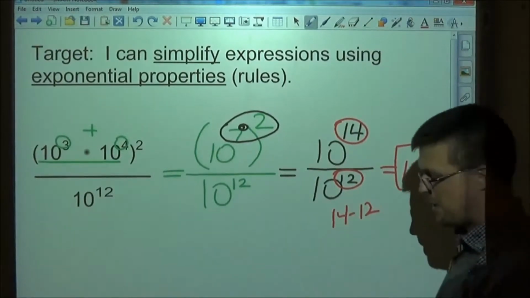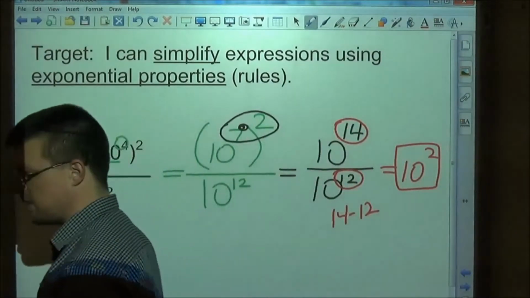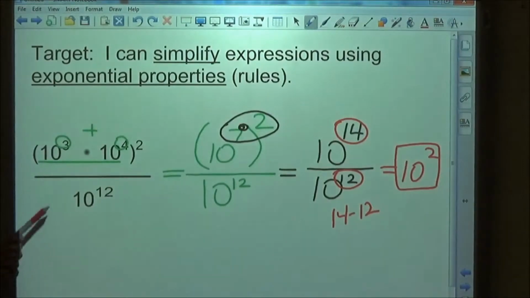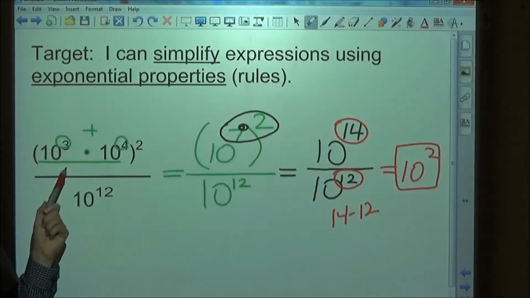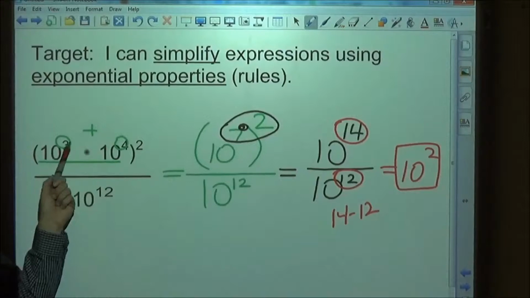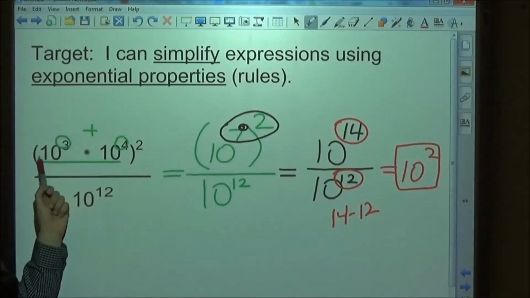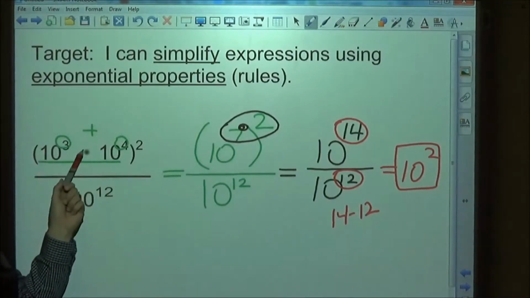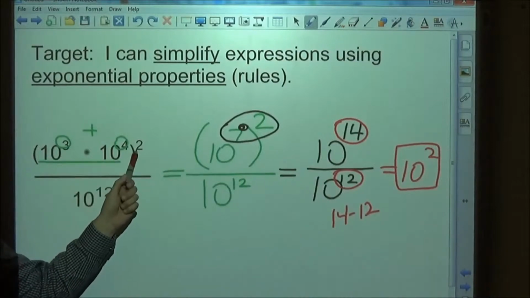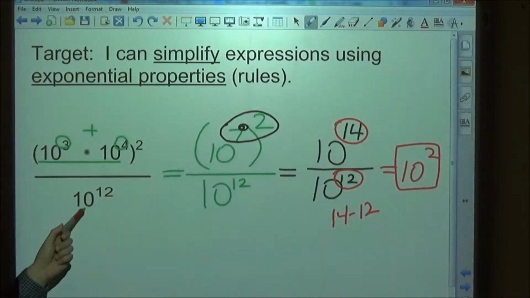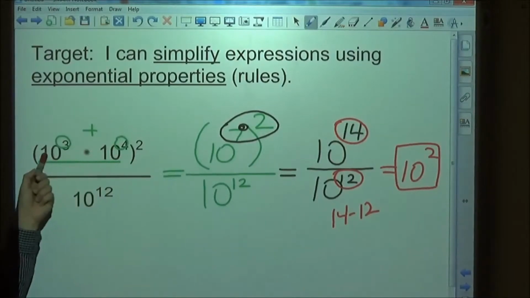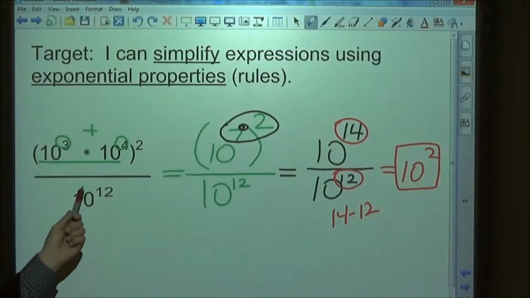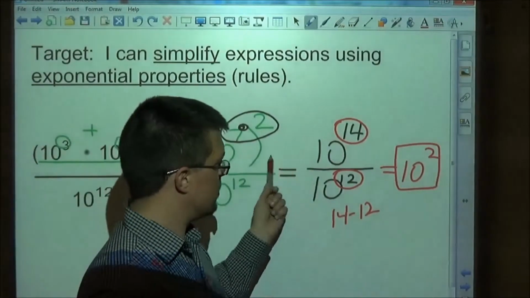Now the thing about it is, back before you had these rules in place, you would have used order of operations to solve this problem. That means you would raise 10 to the third power, 10 to the fourth power, multiply them together. Then whatever that came out to be, you would raise that to the second power. Then down here you would raise this to the 12th power before you could divide whatever's on top by what's on the bottom. Why do all that extra work when it's all said and done?